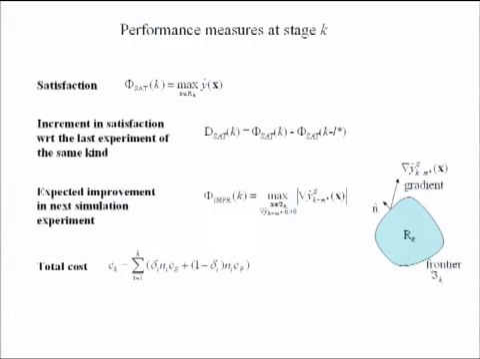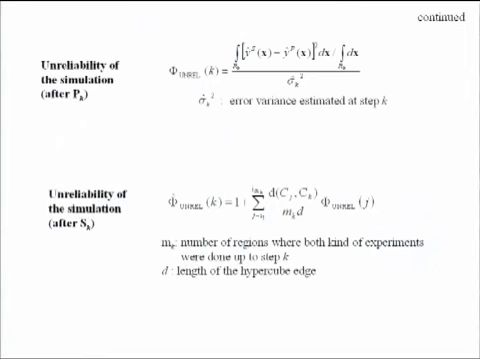Then we have total cost at stage k. And finally, the most important function, which is the measure of the unreliability of the simulation. There are two definitions. The most important is the first, because it's the direct measure, because at a step where a physical experiment is done, since the previous experiment was simulated in the same region, in that region we can have a fairly good comparison. So again, here we have the square bias compared with the error variance on average integrating over the region.